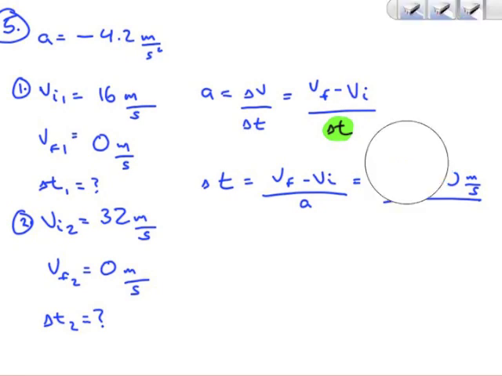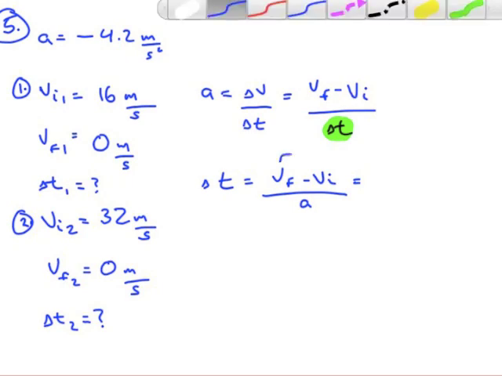I did that wrong. What did I do wrong here? I got these two backwards, right? Yeah, I put them in the wrong order. So it's actually 0 meters per second minus 16 meters per second. And what that will do is give us a negative velocity. Well, it's okay because our acceleration also is negative. Our acceleration is negative 4.2 meters per second squared.